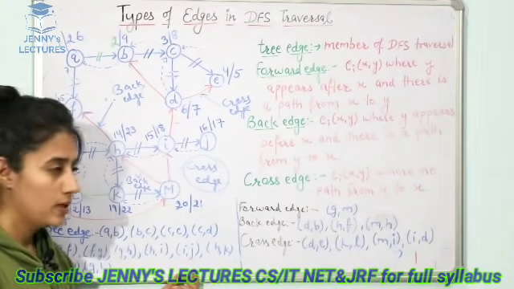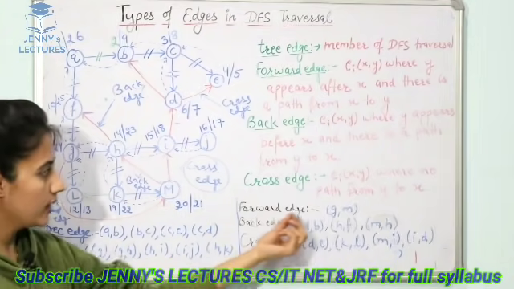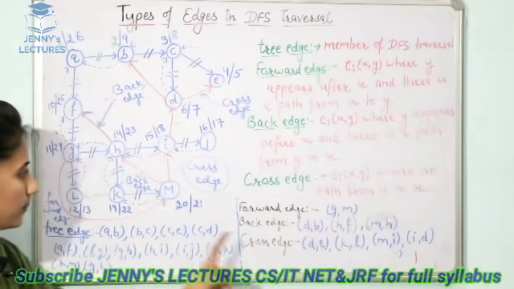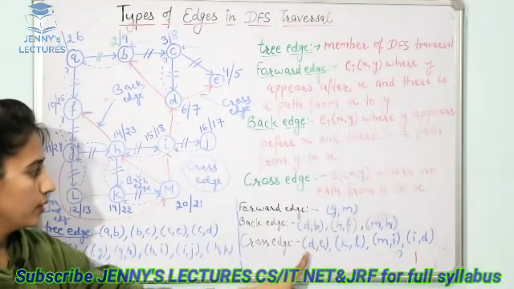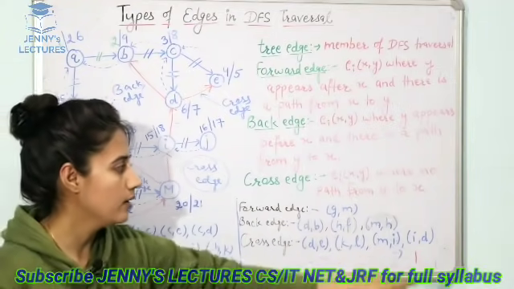Okay, now this is the list of edges. Tree edges. Forward edges only one, G to M. Back edges would be DB, HF and MH, and cross edge would be DE, KL, MI and ID.